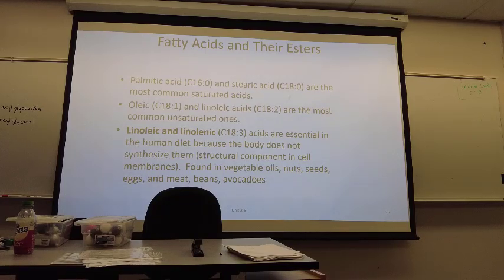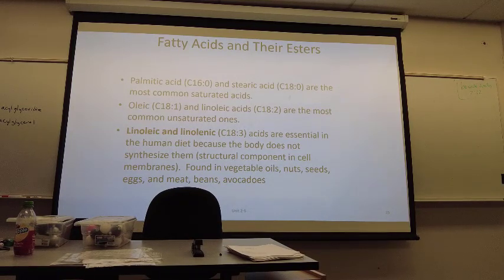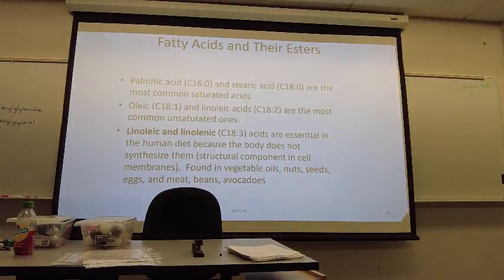And then linoleic and linolenic acids are essential in the human diet because the body does not synthesize them. And they are structural components in the cell membrane. They're part of your cell membrane structure, so they're necessary to make the phospholipid. So I'm going to introduce you to one other term here, and that's an essential fatty acid. And we'll use that in more applications throughout the semester. So when you hear the word essential, it means it's needed in the body, but it's not produced in the body. So I need to eat it.